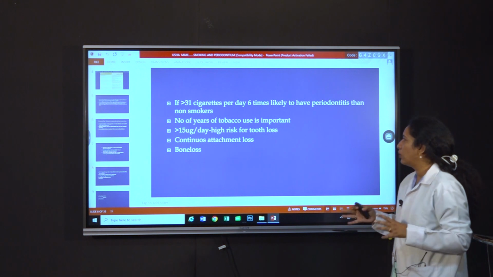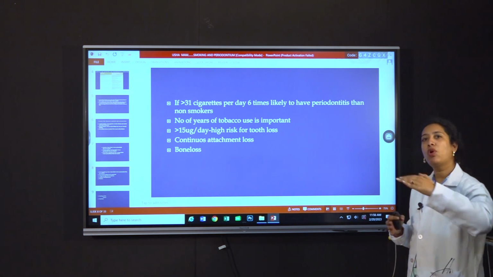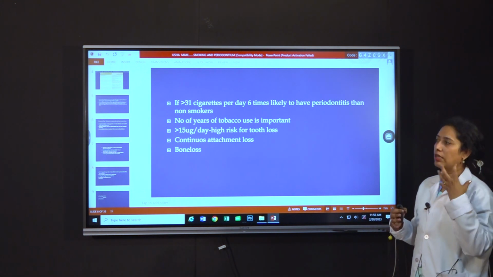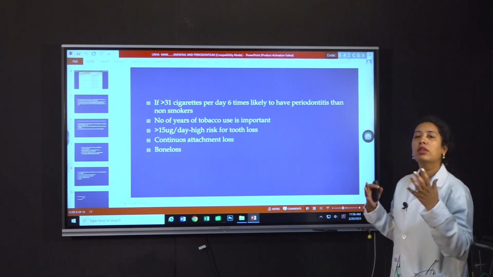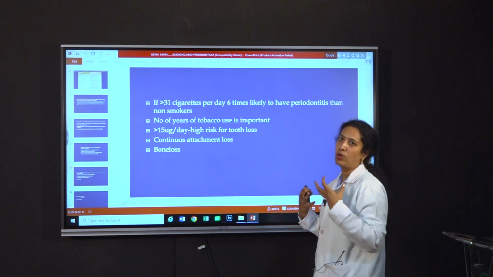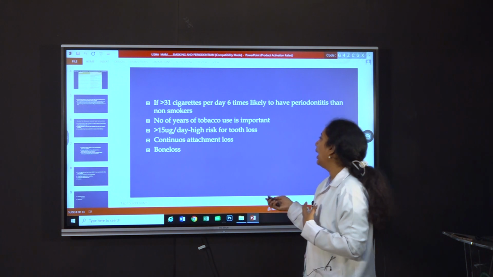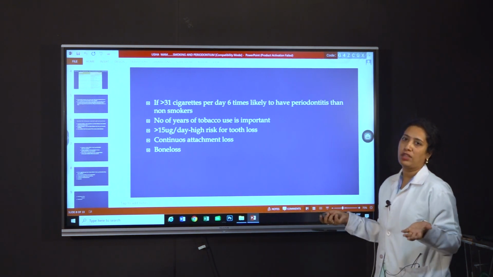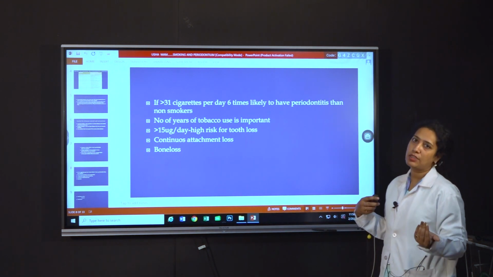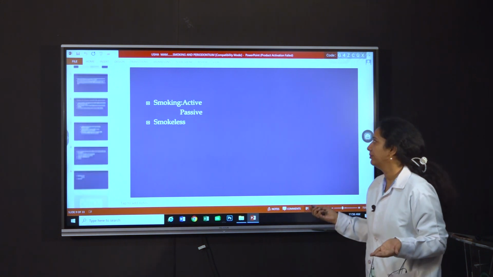The number of years of tobacco use is very important, because the more the smoking has been impacted, the more nicotine has an impact on the tooth, the oral cavity and the buccal mucosa. Everything has been affected. And there is a high risk of tooth loss, as everybody knows, and continuous attachment loss followed by bone loss.